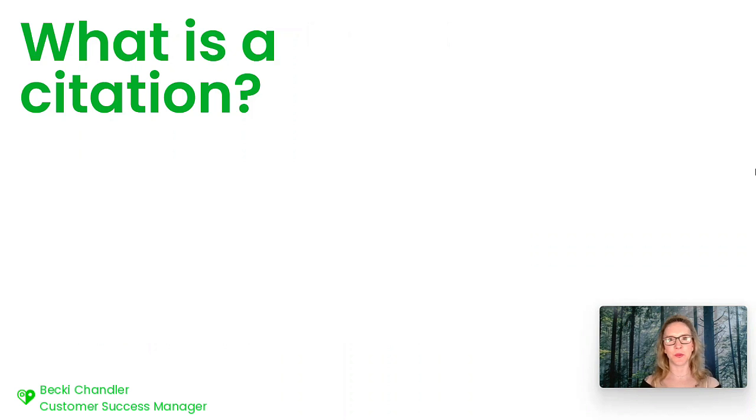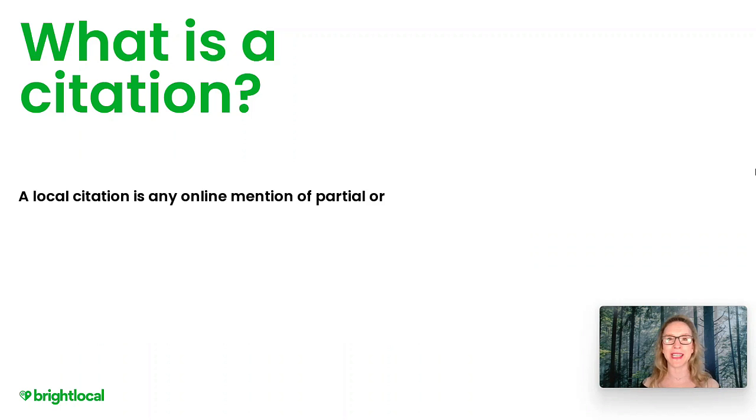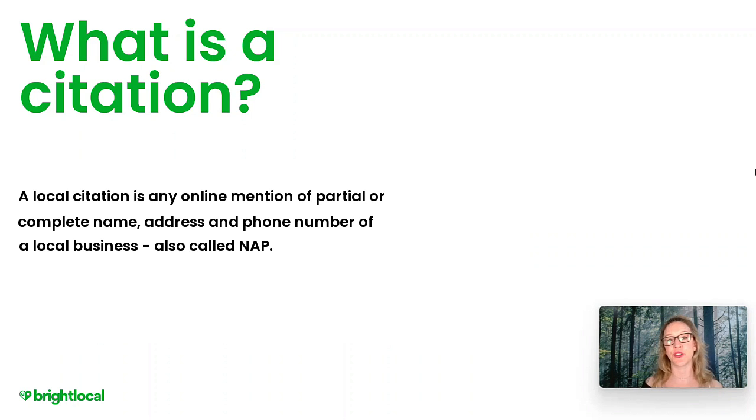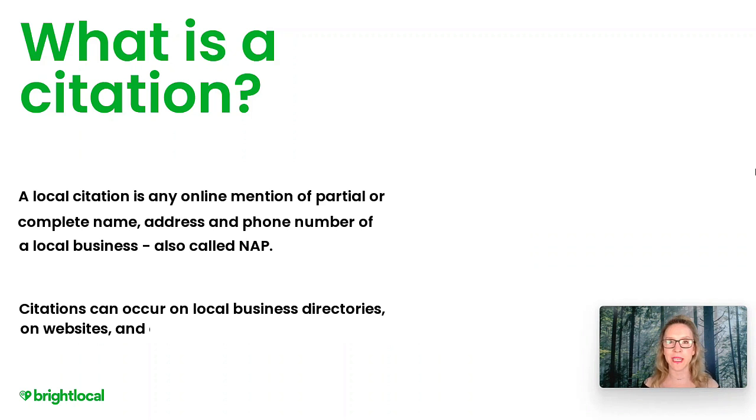So first things first, we need to understand what a citation or a listing actually is. A local citation is any online mention of partial or complete name, address, and phone number information for a local business. This is also referred to as NAP data, and you will hear me talk about that throughout this video, and you'll also see it within the platform and in lots of local SEO collateral. Citations can occur on local business directories, social media, websites, apps, a variety of places, whether it's online, or in catalogues of business directories, if anybody remembers the Yellow Pages, things like that.